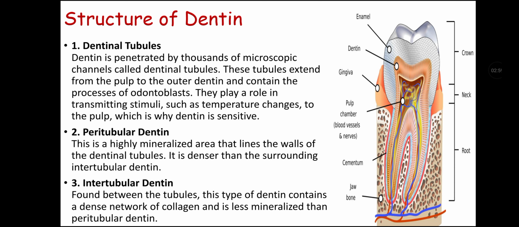So if you do the mind imagination, you can understand there is a dentinal tubule that is in the middle, then there is peritubular dentin that is surrounding the dentinal tubule, and there is then intertubular dentin that is present between different peritubular dentins or dentinal tubules.